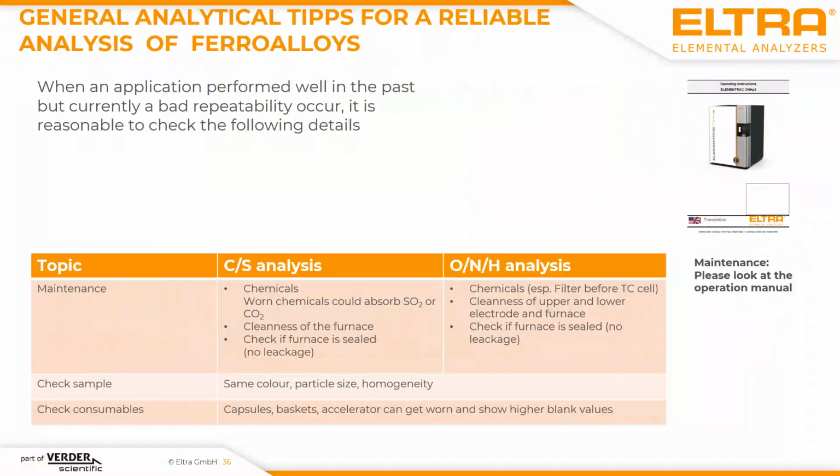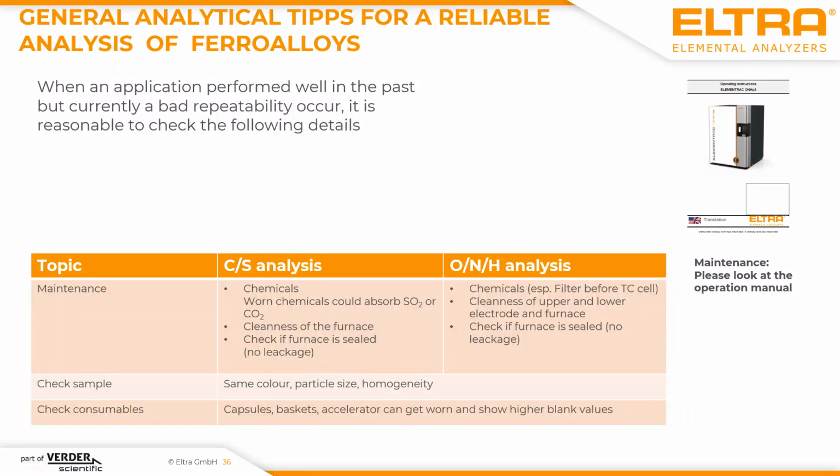Keep in mind that it's also possible that you get irritating results, although you have a well-established method. When you have a well-established method which was evaluated and worked for maybe days and weeks, and you suddenly get irritating results, please check the status of the consumables, chemicals, and the analyzer. This does mean for CS analysis, for example, you check the chemicals if they are worn and maybe they absorb SO2 and CO2 because they are very wet, and maybe the filling is a little bit compact.